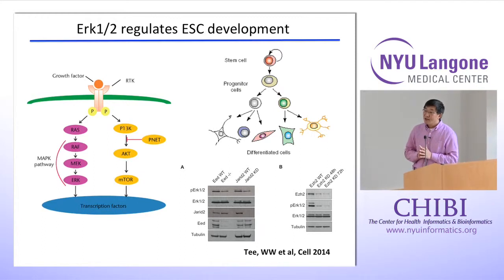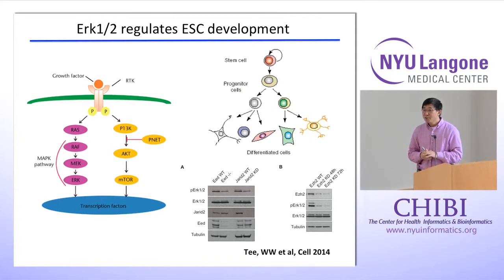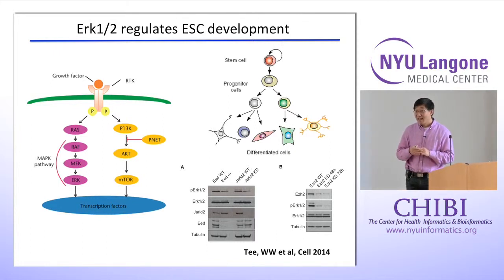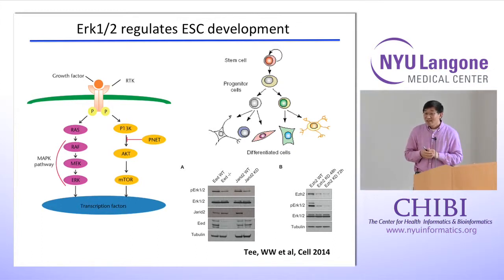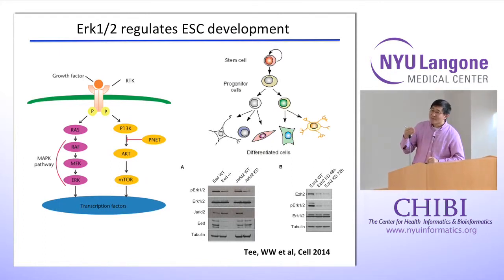These two proteins are the core proteins of the polycomb complex, which maintains the level of H3K27 trimethyl. It has catalytic activity to convert H3K27 dimethyl to H3K27 trimethyl. H3K27 trimethyl is a key histone marker for those poised genes. Okay, this is the background information.